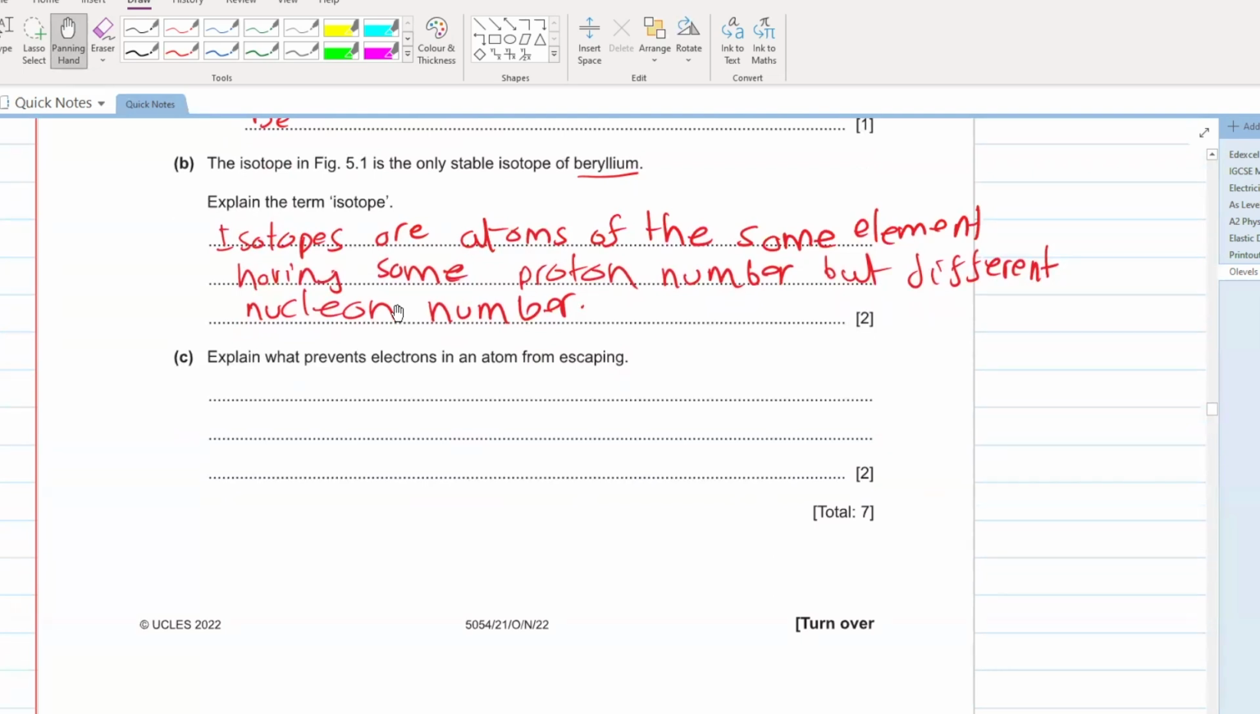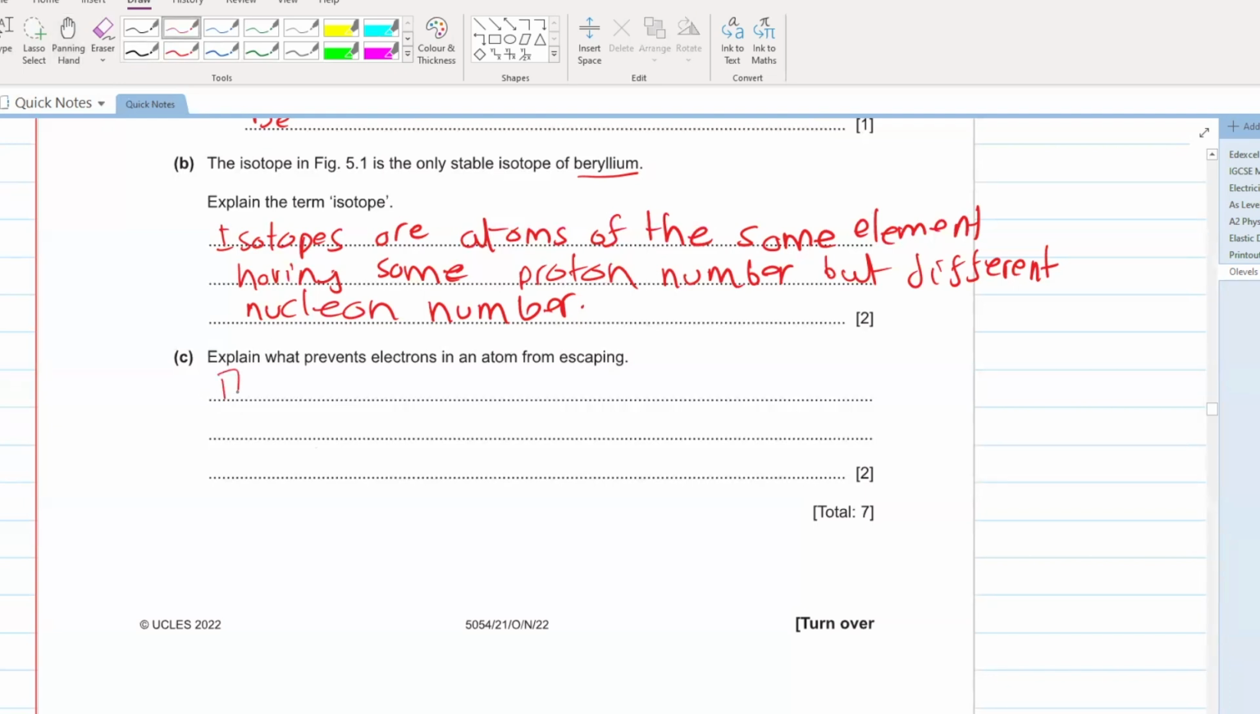Explain what prevents electrons in an atom from escaping. बेटा, electrons in an atom escape क्यों नहीं कर जाते? Why don't they escape? Why are electrons prevented from escaping? Because electrons and nucleus are oppositely charged. Nucleus क्या होता है बेटा? Positively charged. Electrons are negatively charged. This creates a force of attraction between the unlike charges. So you will write that there is a force of attraction.